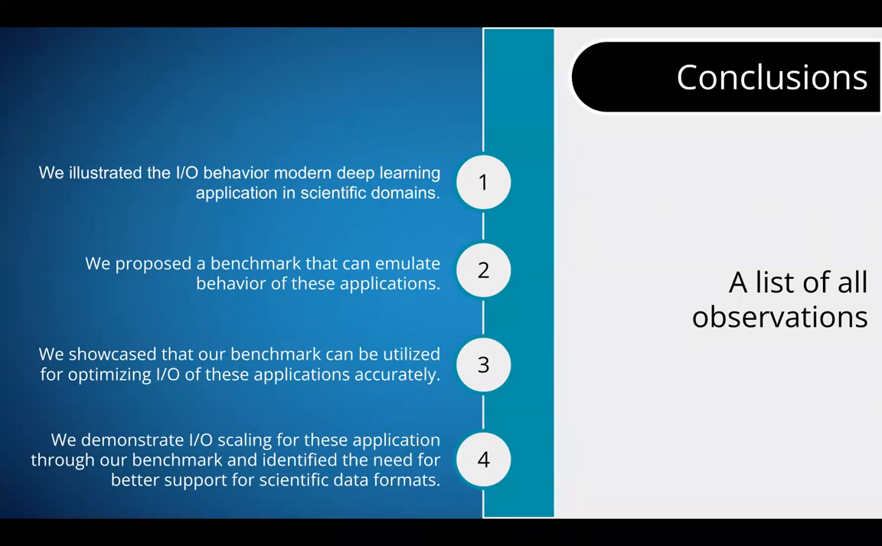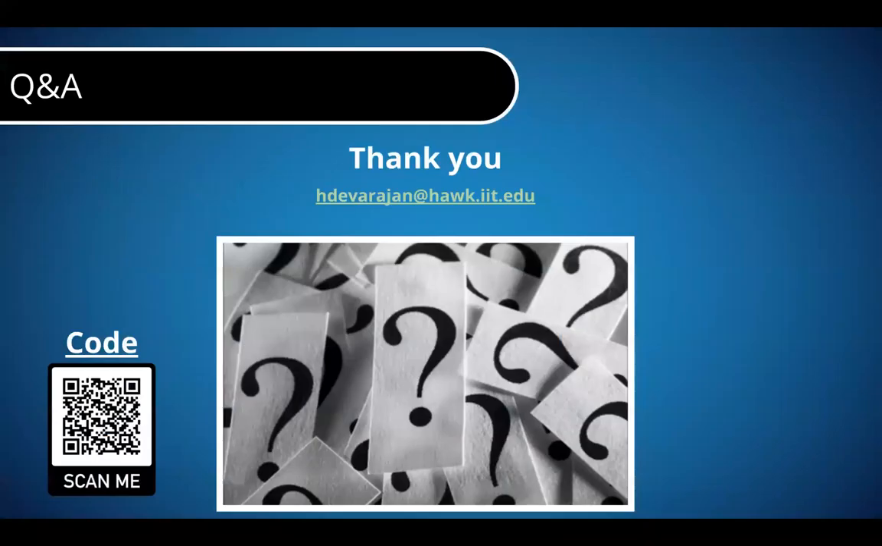So in summary, in this talk, we talked about the behavior of modern scientific deep learning applications that we saw at ALCF. We developed a benchmark that accurately represents these applications and can be utilized for IO optimization. And finally, through benchmarking, the paper shows that you could do scaling tests. And in general, we saw that you need better support for scientific data formats in deep learning frameworks for better data exchange between scientific simulations and AI to work better on these systems.